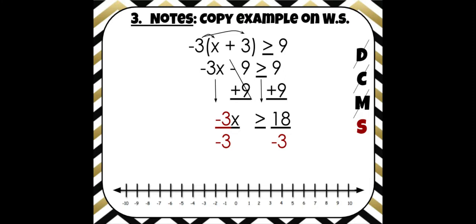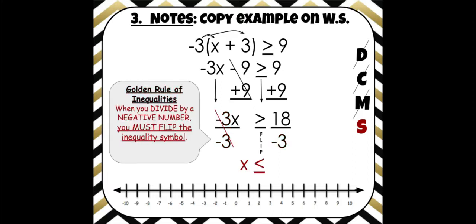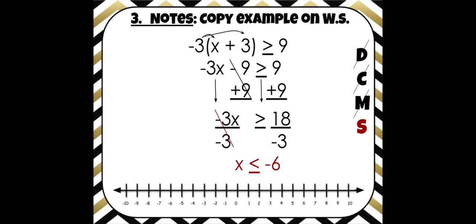Now this is where we need to stop and think about our golden rule. What do you do when you divide both sides of an inequality by a negative number? Think about it. Hopefully you're thinking that you have to flip the inequality symbol. If you did, great job. So we're going to flip our greater than sign and make it a less than sign. And then we're going to solve. So our answer will be x is less than or equal to negative 6.